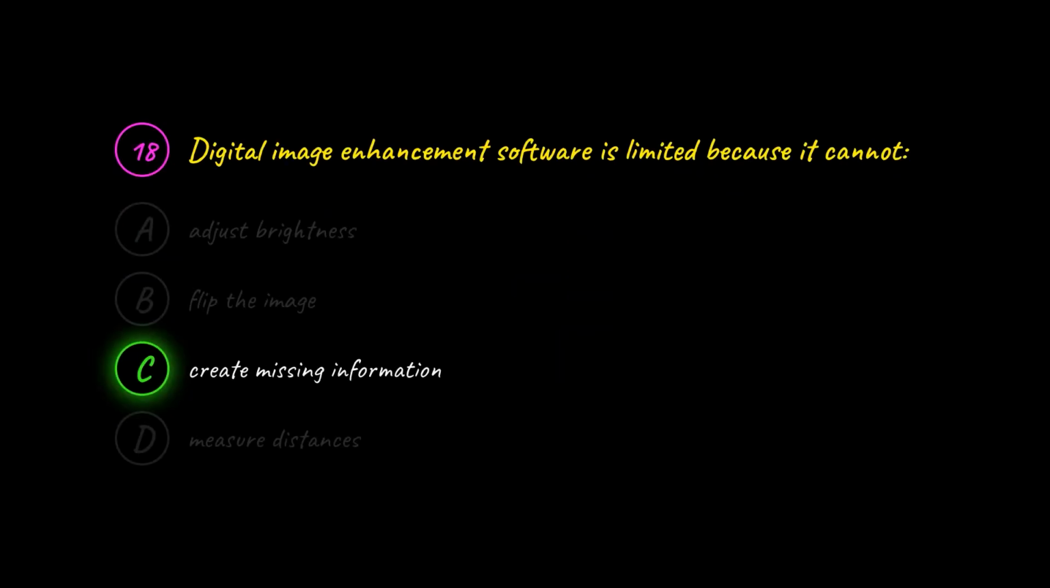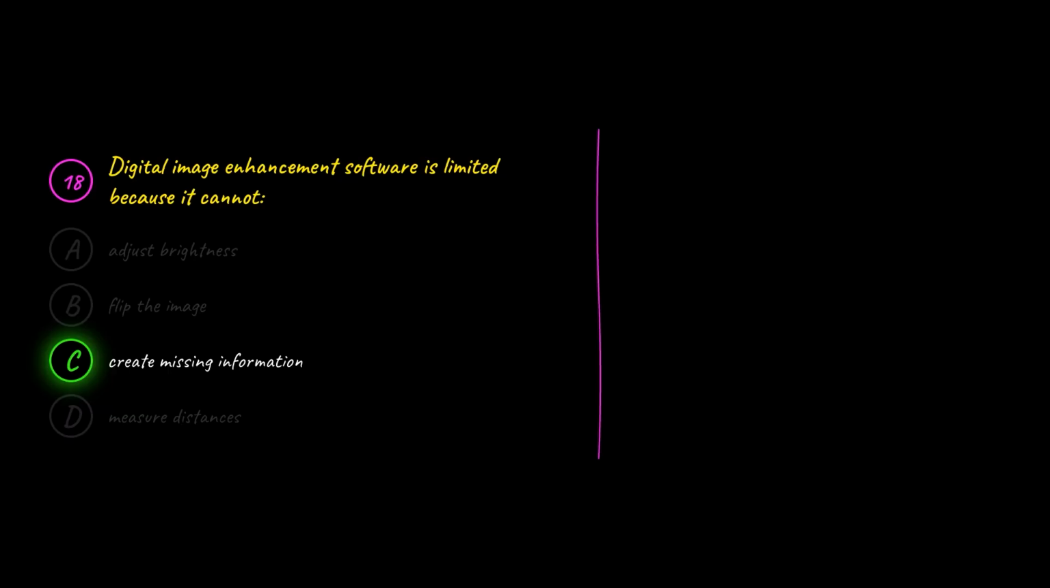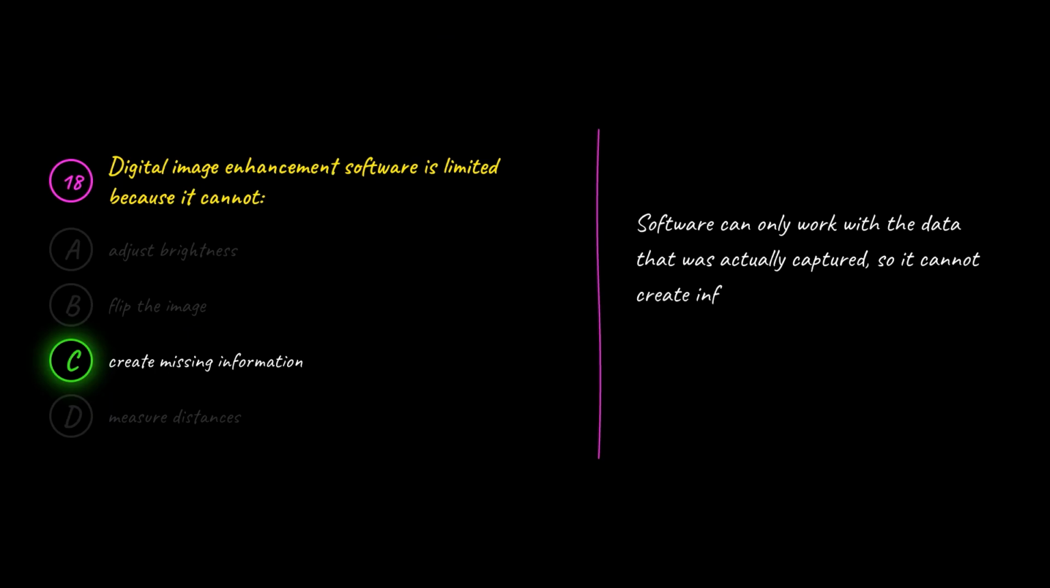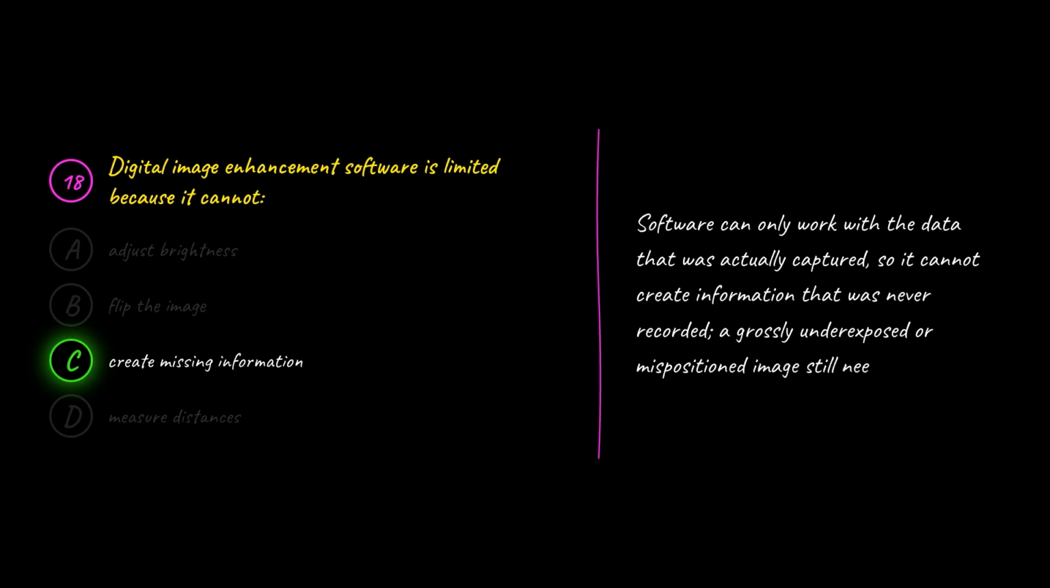The correct answer is C. Create missing information. C is correct because software can only work with the data that was actually captured, so it cannot create information that was never recorded. A grossly underexposed or mispositioned image still needs a retake.